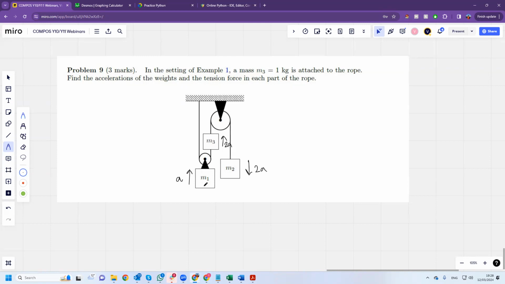And then you just draw the forces. You need to understand that here you have tension 2, and here you have tension 1. It's different ropes, different tension. Hope that helps.